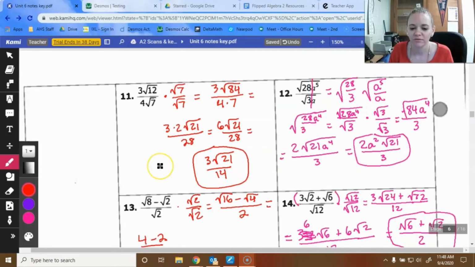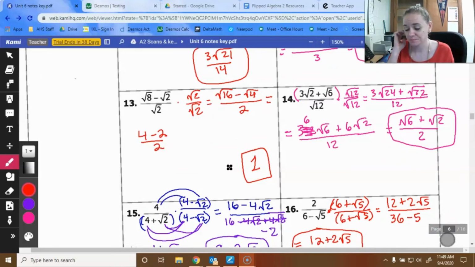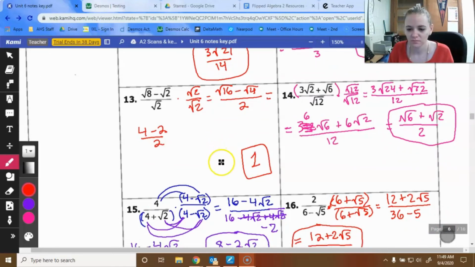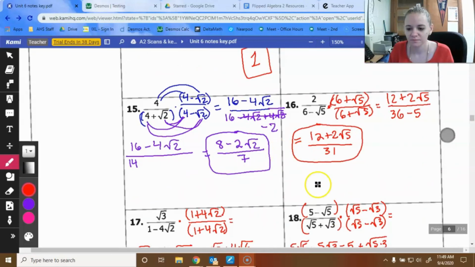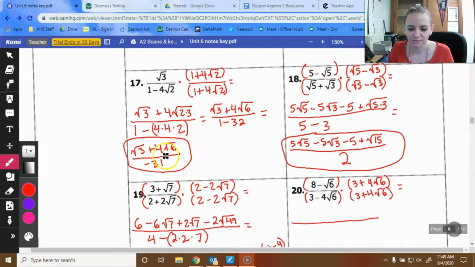So number 11 is 3 times radical 21 divided by 14. And I went ahead and put the work for each of these. So if you want to pause the video and see the work, go ahead and do that. 13, the answer is 1. 16, 12 plus 2 radical 5 divided by 31. 17, radical 3 plus 4 radical 6 divided by negative 31.